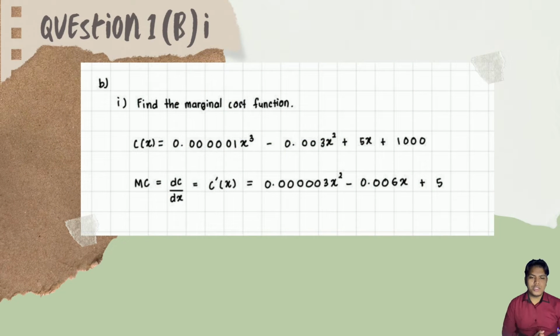Find the marginal cost function. So already given the cost function, which is 0.00001 x cubed minus 0.003 x squared plus 5x plus 1000. To get the marginal cost equal to dC over dx, which means equal to the first derivative of the cost function, we must differentiate it using the power rule. Then we will get 0.00003 x squared minus 0.006 x plus 5.